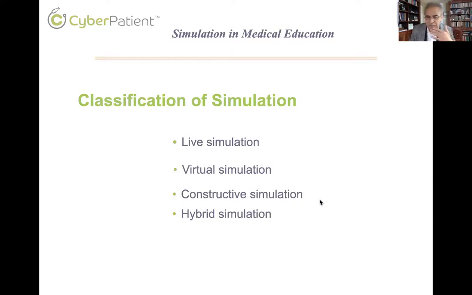That's a bit complicated machines. You have perhaps the very good mannequins we have nowadays that can go into the class of constructive simulation, and also cyber patient as an online simulation can go to the class of constructive simulation. And then there's hybrid simulation. Hybrid simulation is when you use the tissue and the equipment and the computer and mix it all together to have the best of all environments.